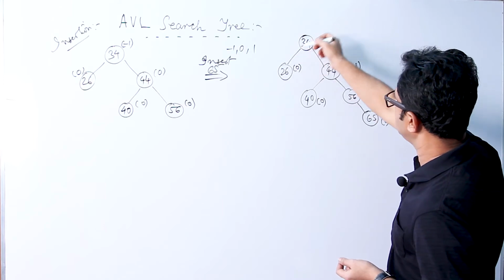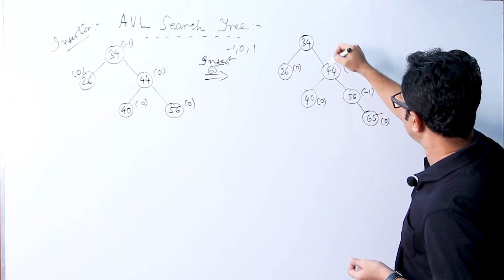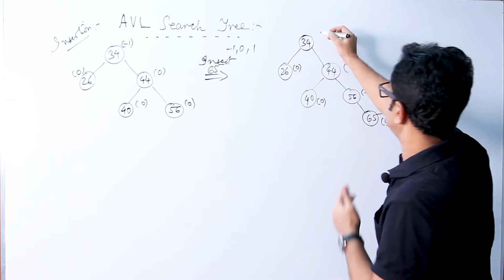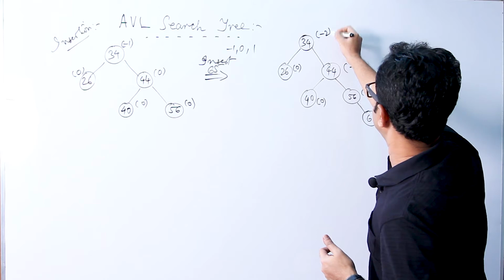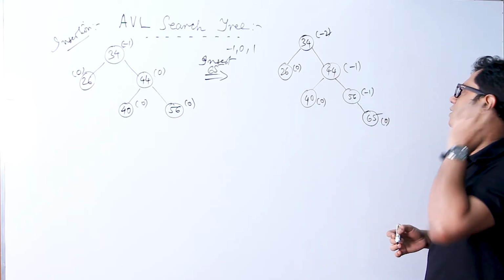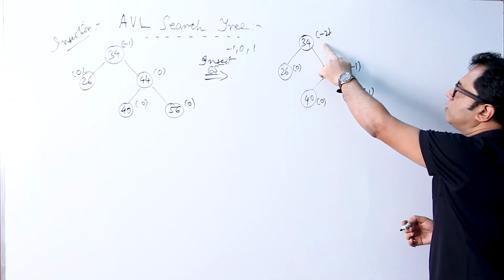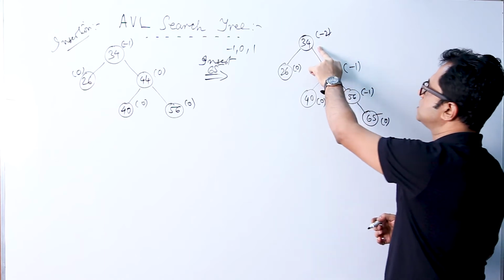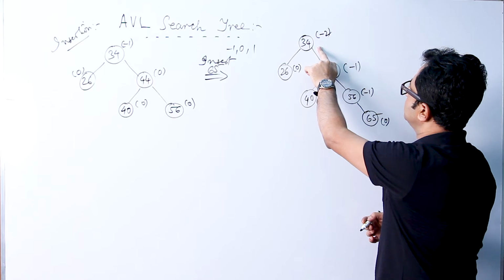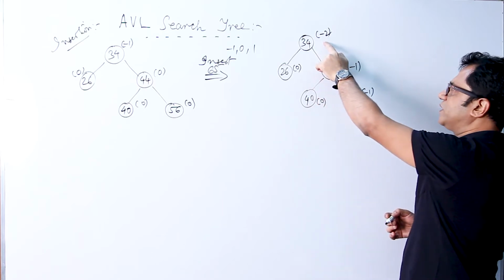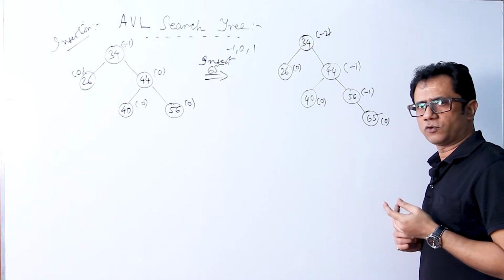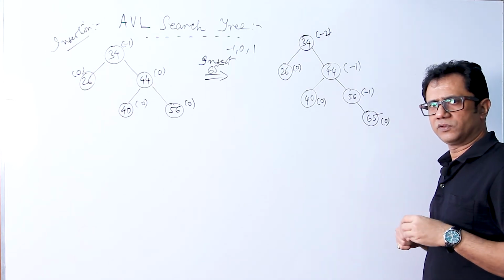Left subtree height of 34 is 1. And right subtree height is 1, 2, 3. So 1 minus 3 means minus 2. So we see that the balance factor of this root node of this AVL search tree has become minus 2, and that minus 2 is definitely not in the permissible range of values for the balance factors for an AVL search tree.